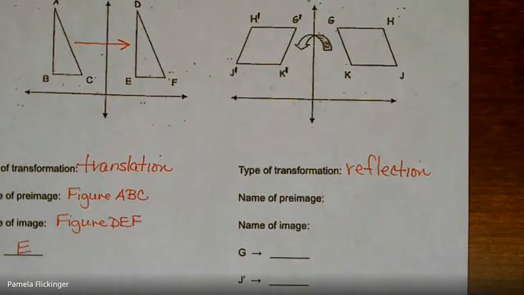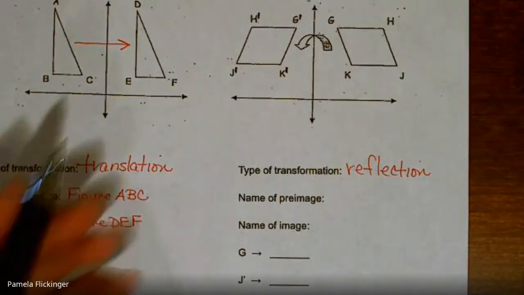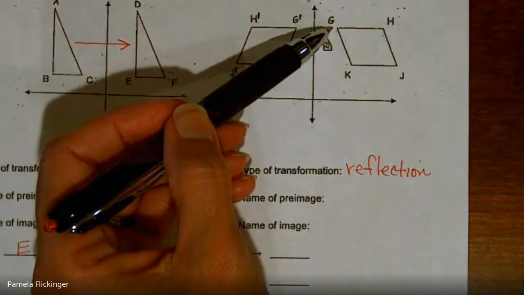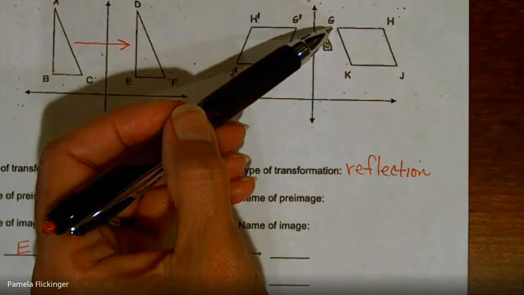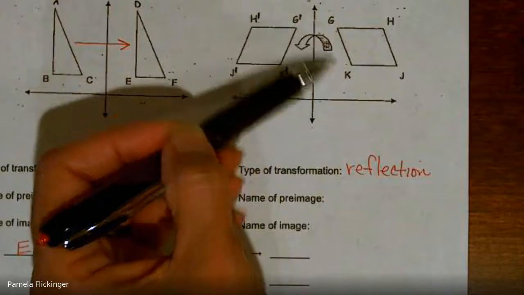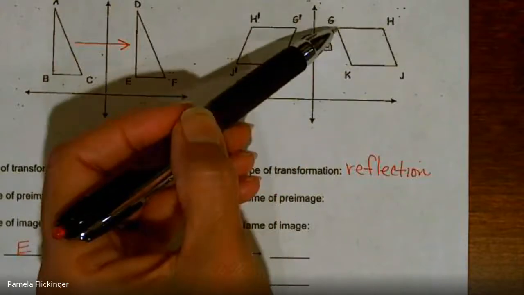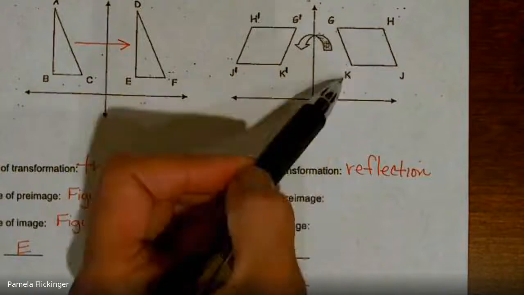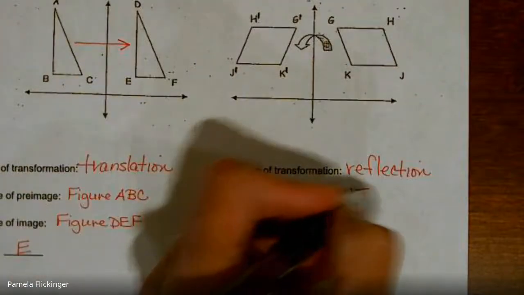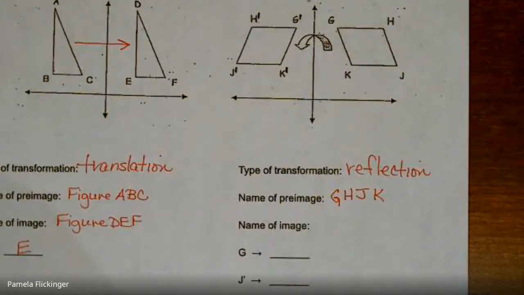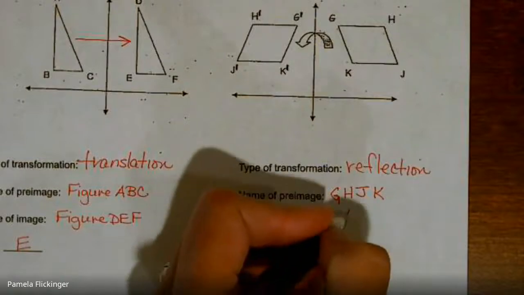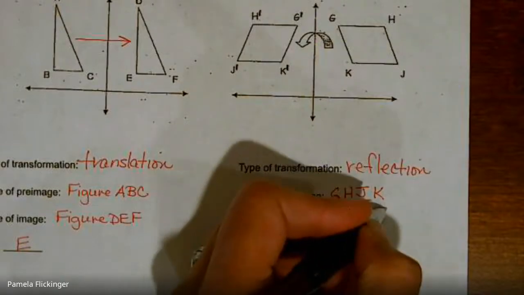The pre-image is, again, look for the normal letters. Now, it doesn't matter where we start. I can start with any corner, but when you have 4 sides or more, you want to make sure that you continue naming either clockwise or counterclockwise from wherever you start. No zigzagging. So I'm going to call this GHJK. So its image is going to be G prime, H prime, J prime, K prime.